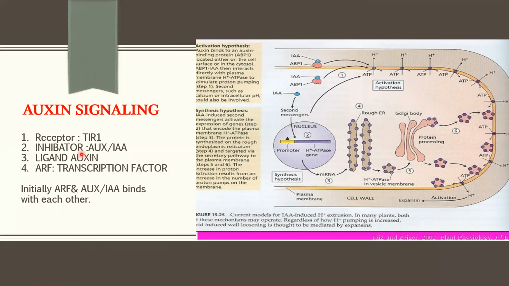Now, initially, when auxin is not present inside the cell, ARF and Aux/IAA are always together. Because Aux/IAA is an inhibitor, ARF does not have a free site, and thus transcription is not seen when auxin is absent.